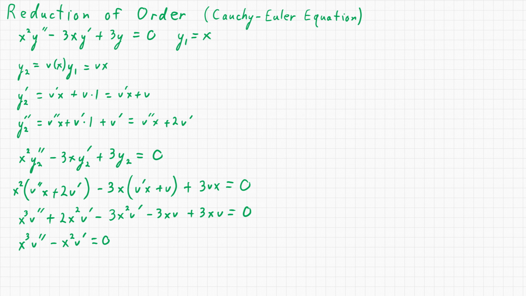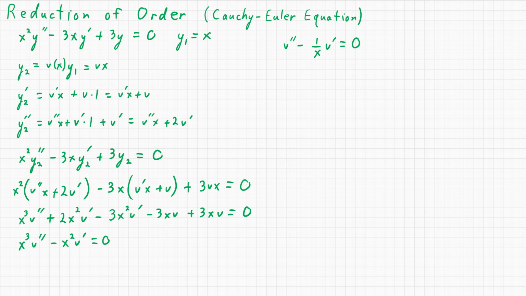And now we have a simpler differential equation to solve. So let's go ahead and try and solve that. If I take v double prime here, let's simplify it if we can. If I divide everything by x cubed, I get v double prime minus x squared over x cubed, that's 1 over x, times v prime equals 0.